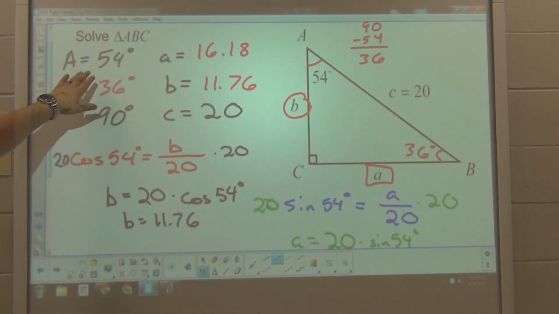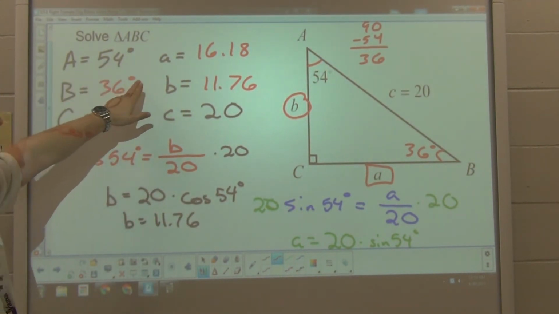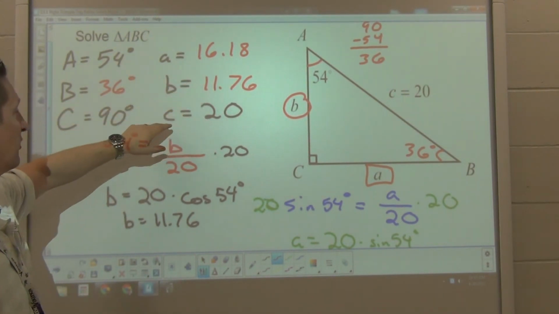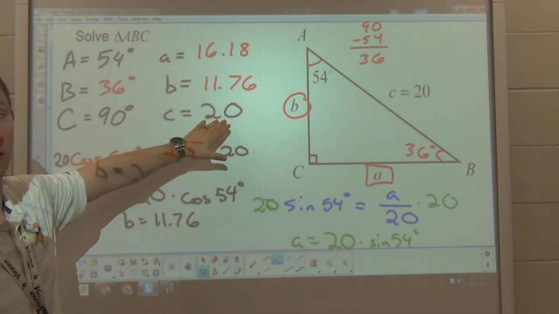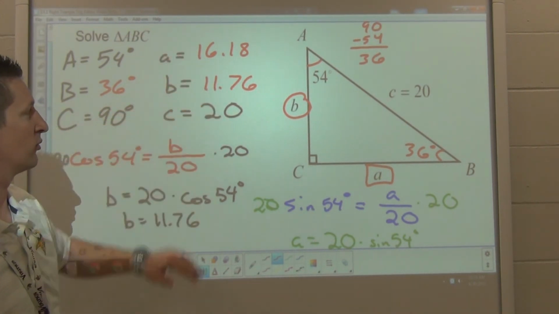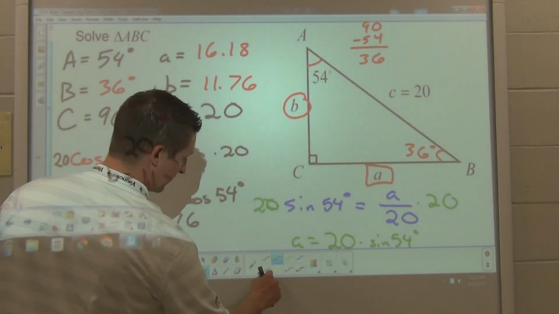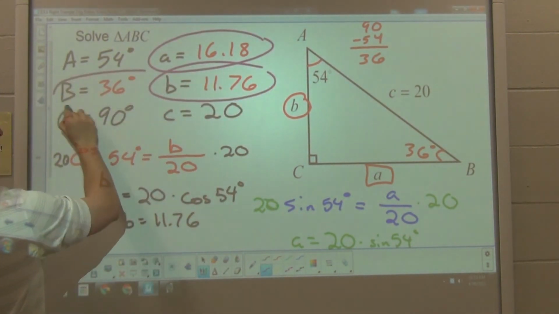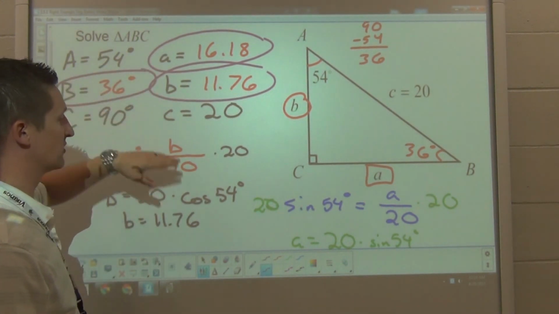My last thought is I just want to check over my numbers to see if they make sense to me. Well, angle A is bigger than angle B, which means that side A should be bigger than side B, and it is. That looks pretty good. The other thing I check, if C is my hypotenuse, that needs to be the longest side. Well, 20 is definitely longer than 16.18 and 11.76. I have correctly solved my triangle by finding those three things given the original three items.